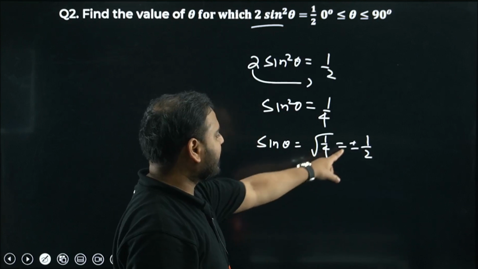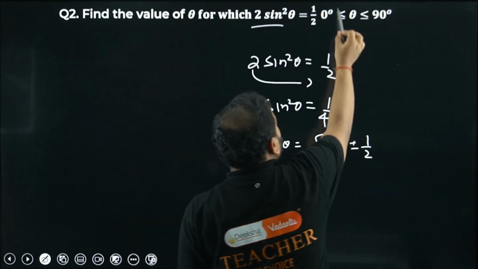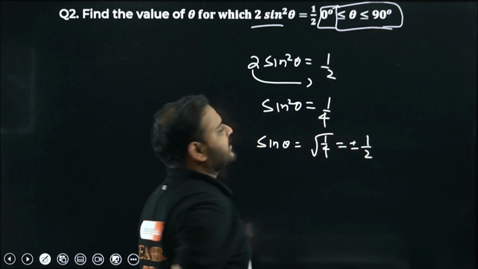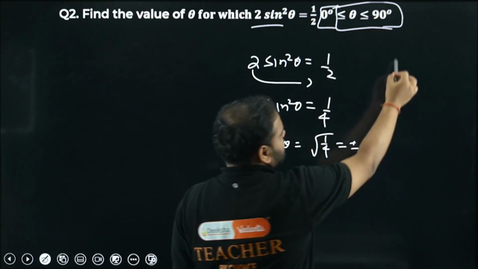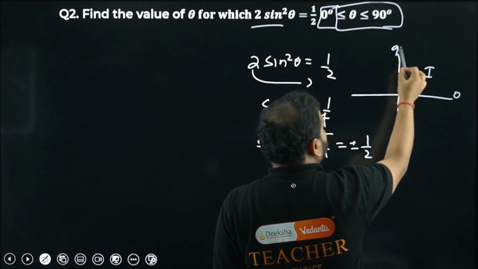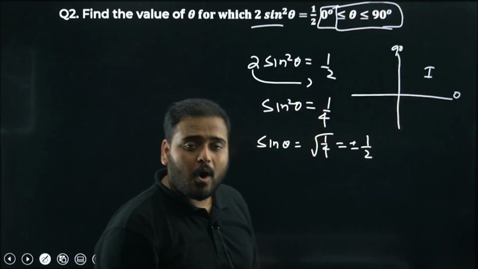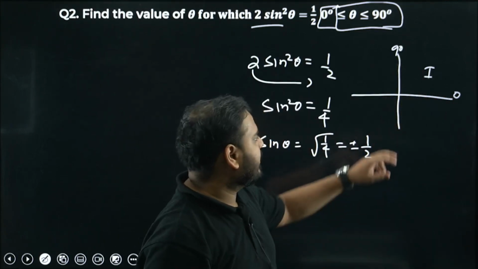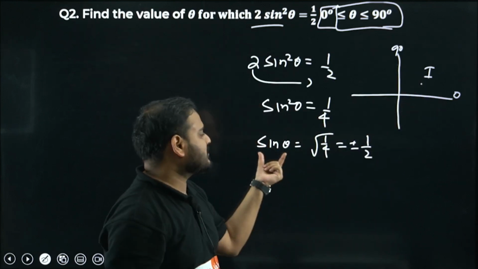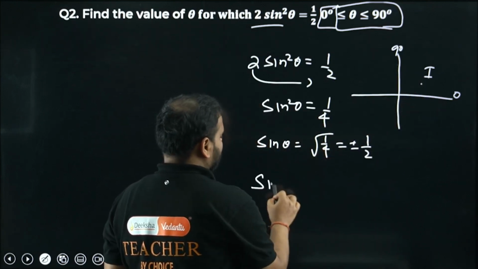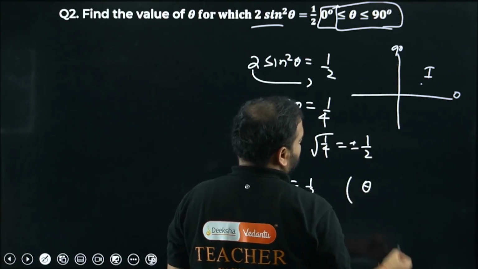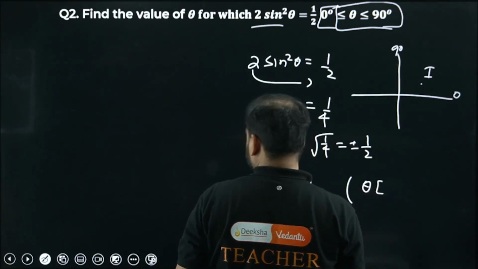When I take a root, I get both plus and minus. But they've given the theta value. Please check, from 0 to 90, right? Which quadrant is that? 0 to 90 degrees, first quadrant. 0 is here, 90 is here. In the first quadrant, all the ratios are positive. It means sin theta is positive only. Sin theta equals plus 1 by 2. How come? Because theta is between, check here.